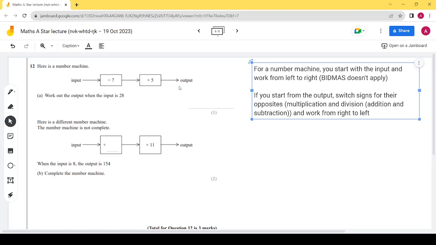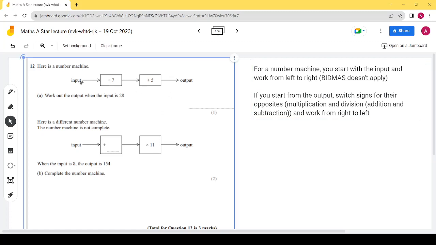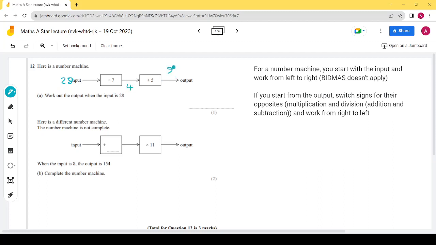But anyway, we got our first question here, and we're asked to work out the output when the input is 28. So all you've got to do is these simple sums. 28 divided by 7 equals 4, plus 5 equals 9. And so that's it. It's 9. Simple enough mark.